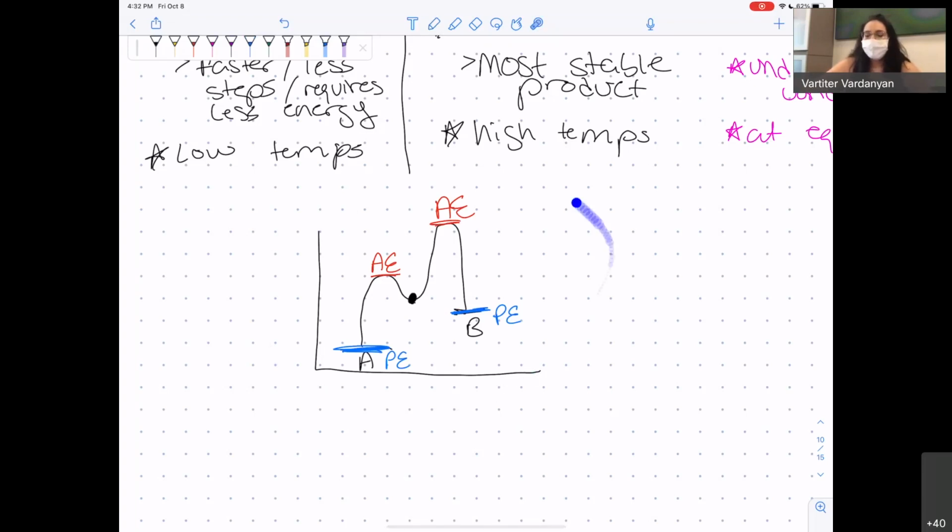All right, so if he gives you a graph like this, and he says, which of the following is the kinetic product? Well, you're going to say the one with the lowest activation energy is the kinetic product. The hill that's the shortest one is the kinetic.